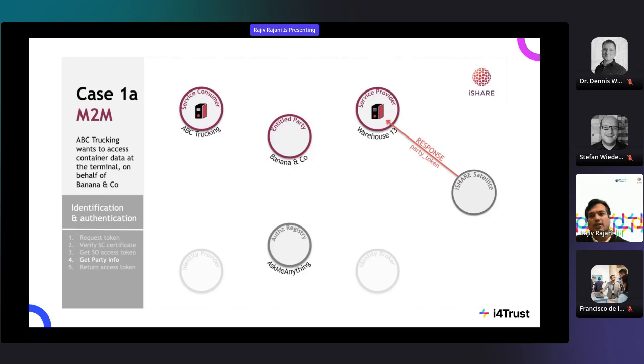Remember that the iSHARE satellite itself is not a certifying authority or anything. It does not issue any kind of certificate. It does not sign your identity tokens or anything. It simply gives the information that is stored in the satellite. And with this information, the service provider now can validate this information against the claims that it received from the ABC trucking company in the first step, right?